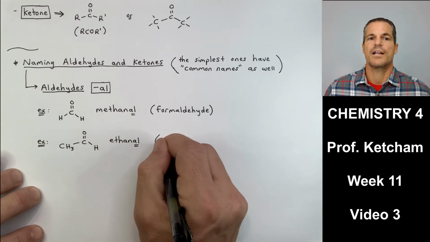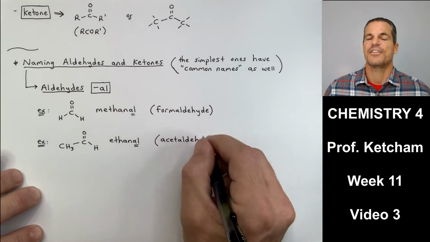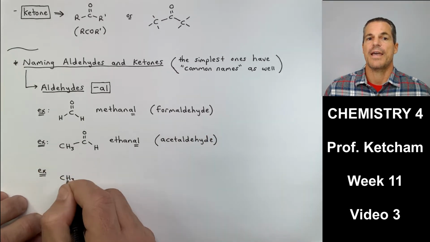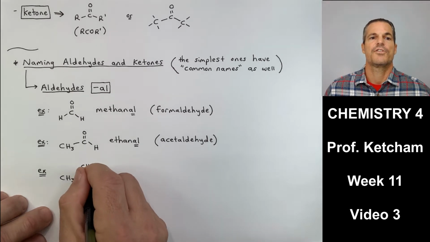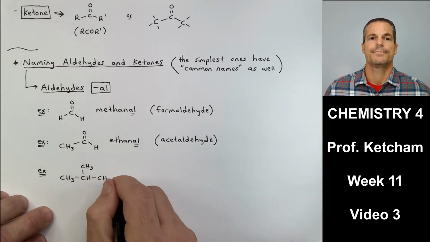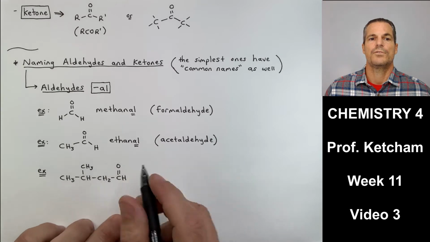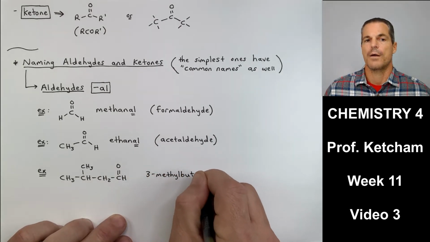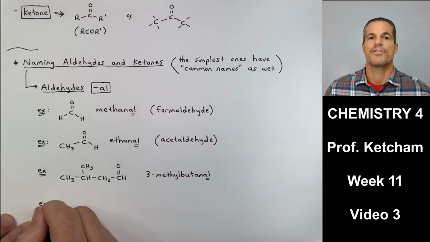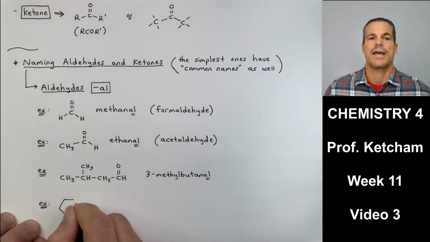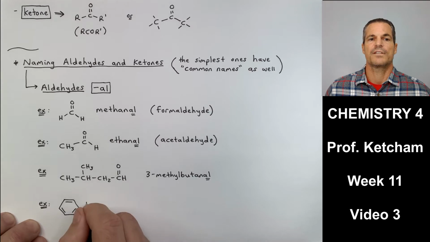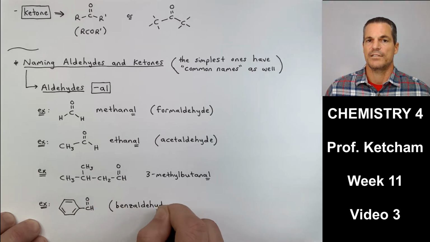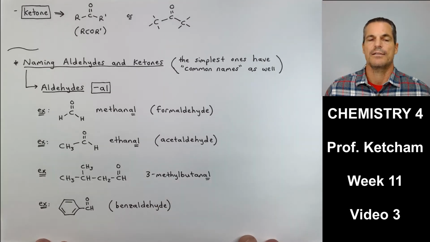Two carbons is based off ethane. This is ethanal. It's an aldehyde, so it's got the -al ending. Common name acetaldehyde in parentheses. The third one I've drawn here as an example has 1, 2, 3, 4 carbons with one of them a branch. 3-methyl-butanal. That's the IUPAC name. Next example, the fourth example on this page. The common name is all I'm going to give you, that's why it's in parentheses. This is benzaldehyde.